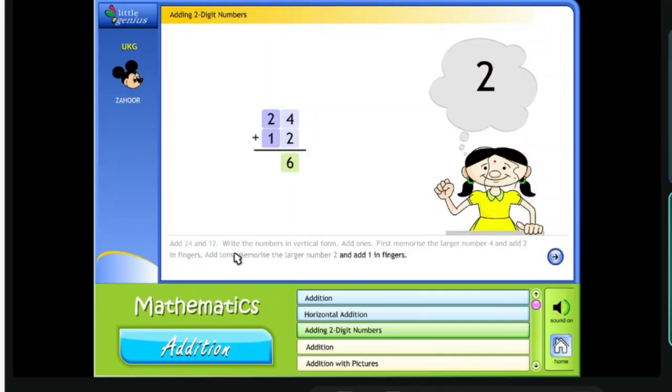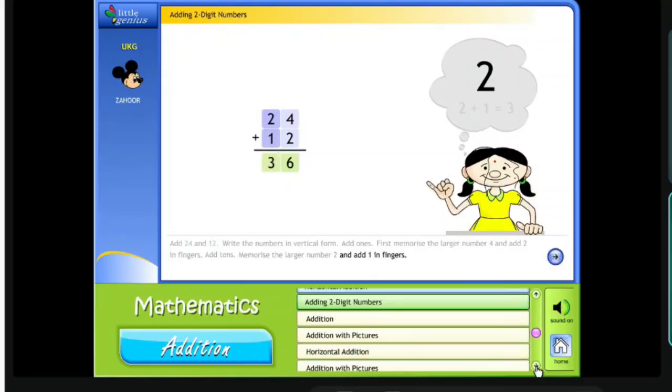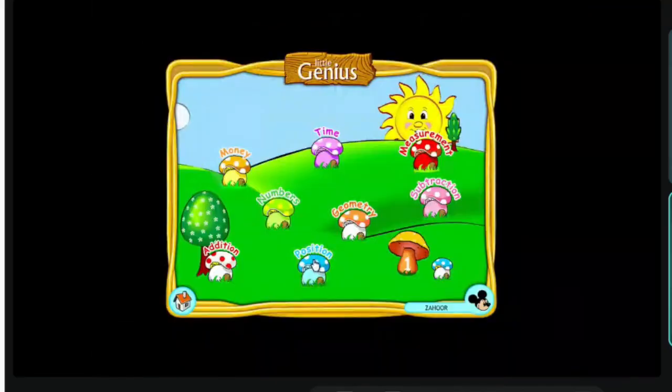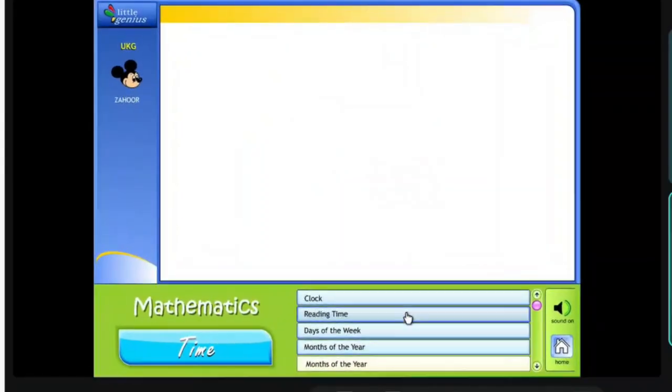You can read whatever the voiceover is saying. You can read here also. So the children who do not understand English, if they do not understand the voiceover, can go through this note. 2 plus 1 equals 3. So like this, all this subtraction, then time, how to read time.